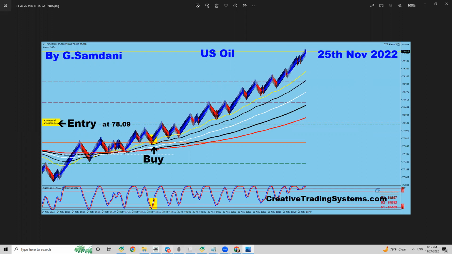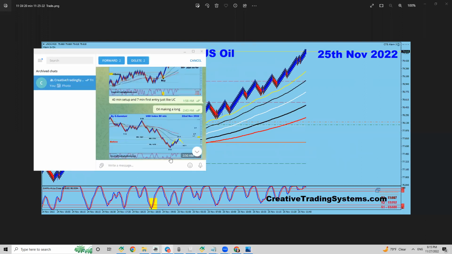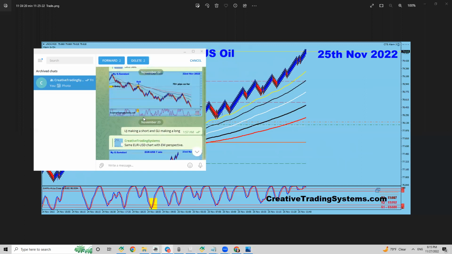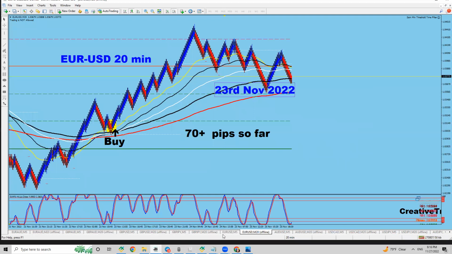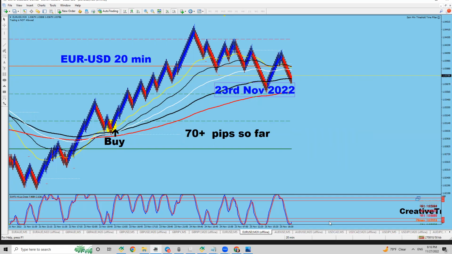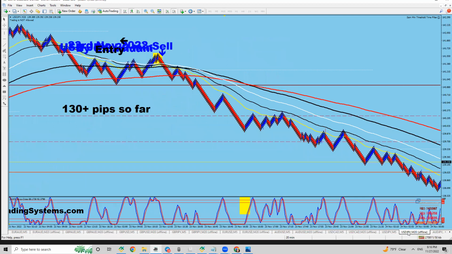Oil is on the other computer, so I can't show it here. So now, UJ making a short and GU making a long, and it's on 23rd. So let's go take a look at the UJ first on 23rd. What was the time, man? 1 and 8, almost 9 o'clock. So on 9 o'clock, UJ on 23rd.